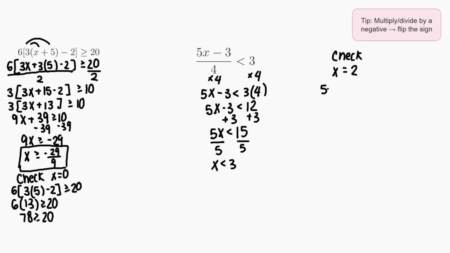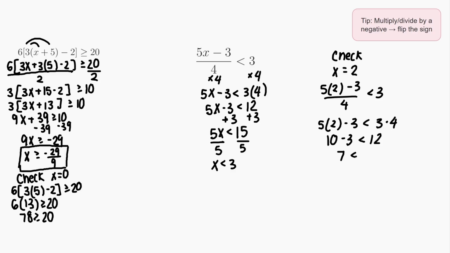We can do 5 times 2 minus 3 divided by 4 less than 3. We want to multiply by 4 on both sides, so we don't deal with fractions. We can do 5 times 2 minus 3 is less than 3 times 4. We can do 5 times 2, which is 10, minus 3 is less than 3 times 4, which is 12. We have 7 is less than 12, which is true, so we know that x is less than 3, the correct answer.